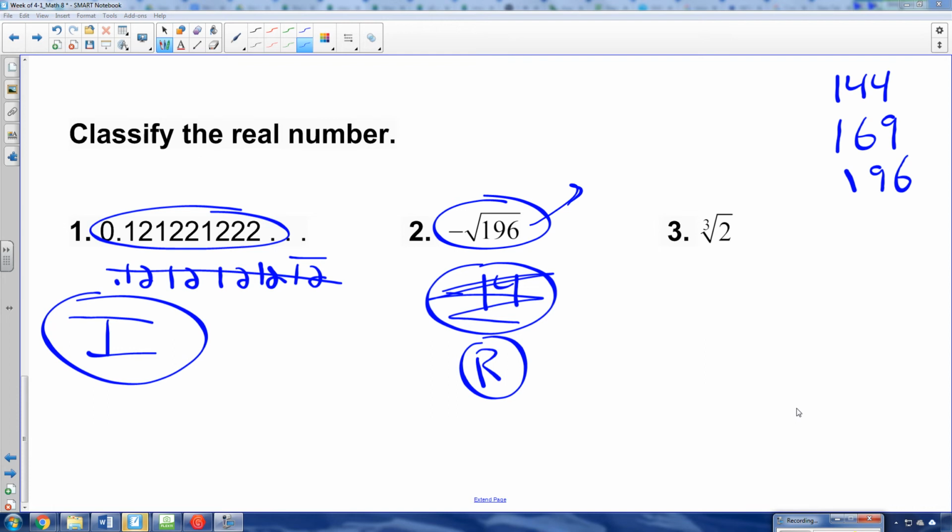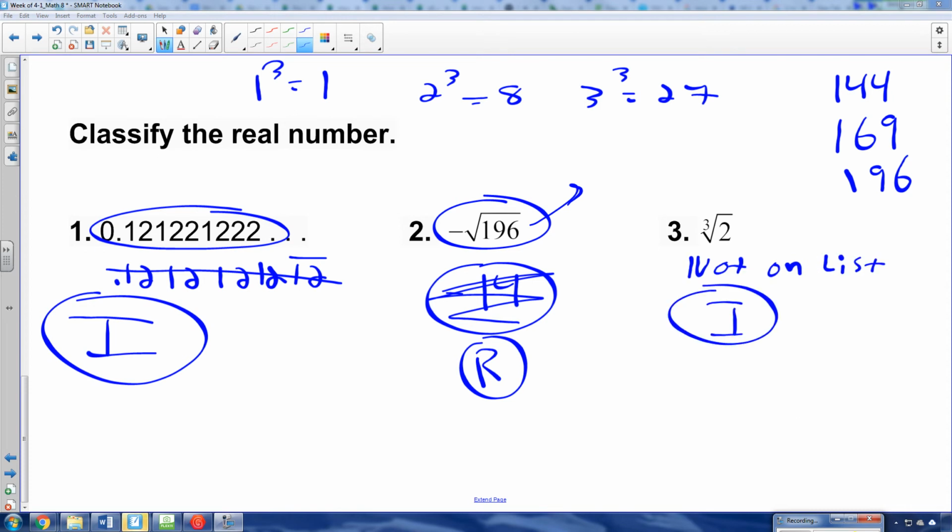Is there a cube root of 2? If I did the cubes out, would I get 2 on the list? 1 cubed is 1, right? 2 cubed is 8. And 3 cubed is 27. So because it's not on the list, it's going to be irrational. So any number that's not on the list is going to be irrational.